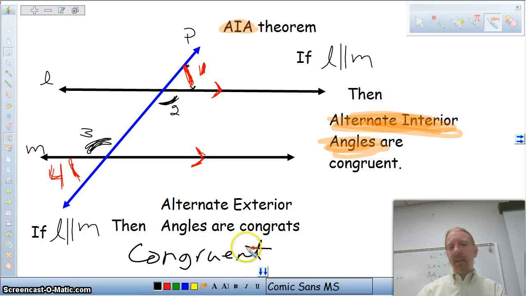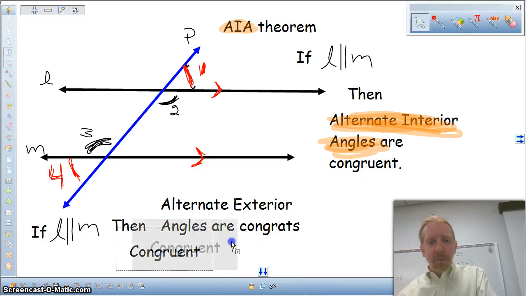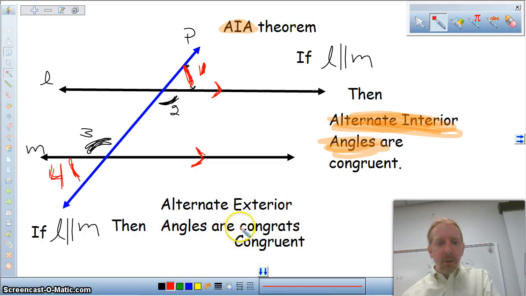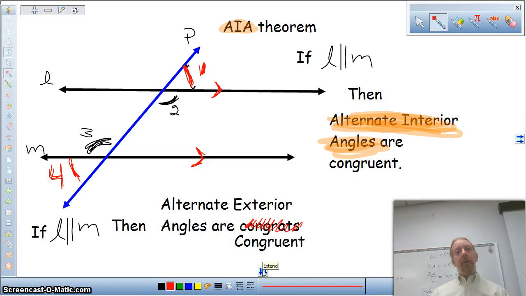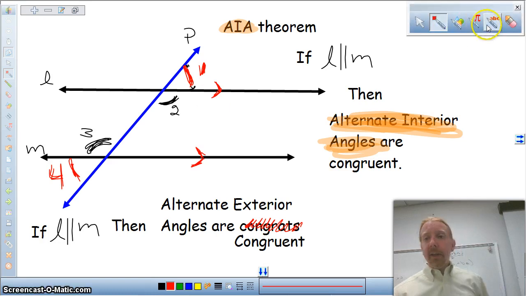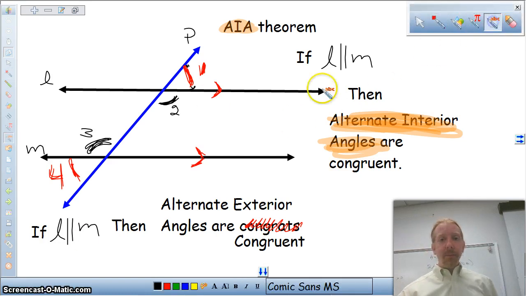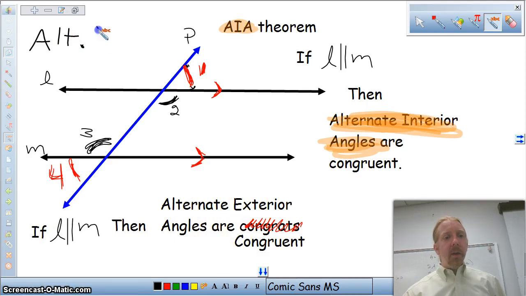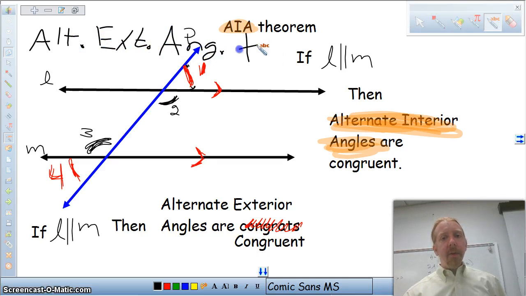I did kind of get ahead of things there. So far we have theorems that say alternate interior, alternate exterior are congruent. Now this one, same name as the last one. It's the alternate exterior angles theorem.